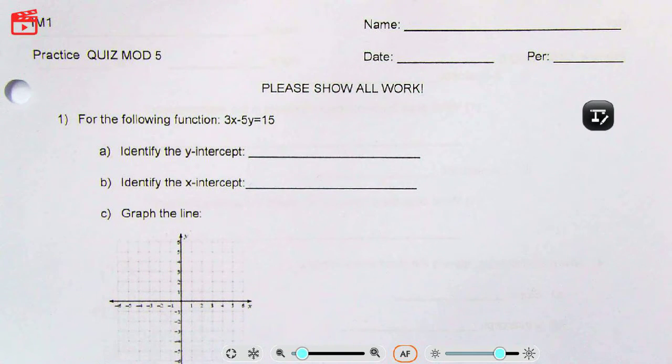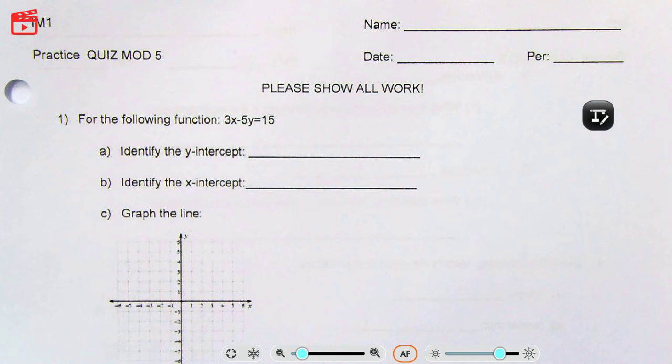And again, this is for Integrated Math 1, Module 5. This is the quiz. Let's go ahead and get started. So the first question is asking us for the following function, 3x minus 5y is equal to 15. They want us to identify the y-intercept and the x-intercept.